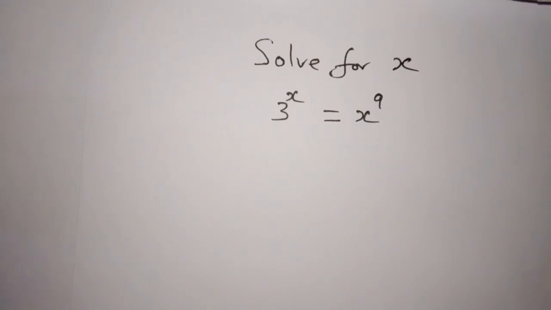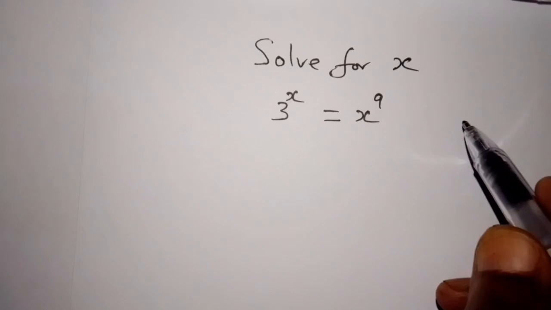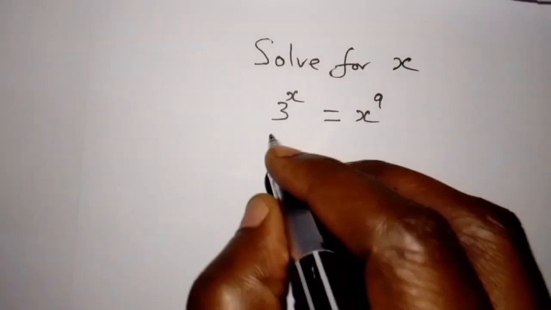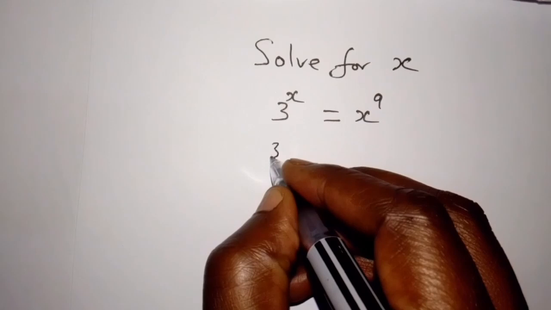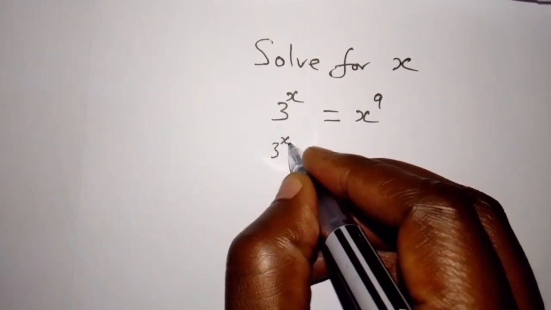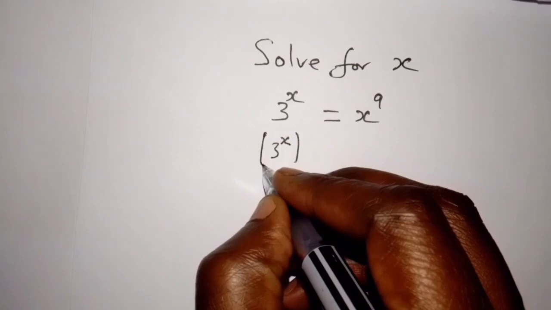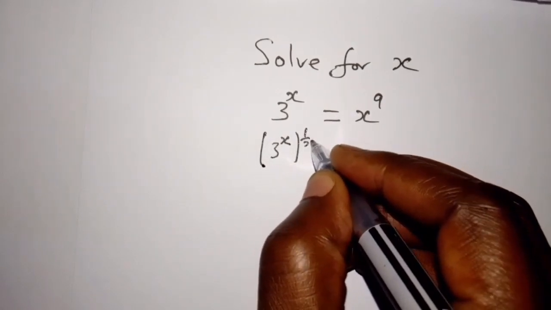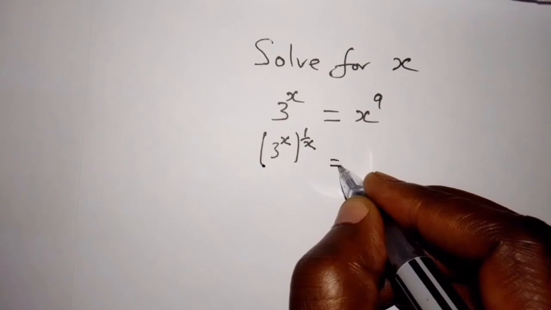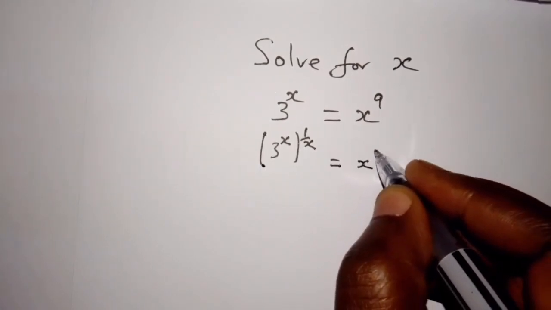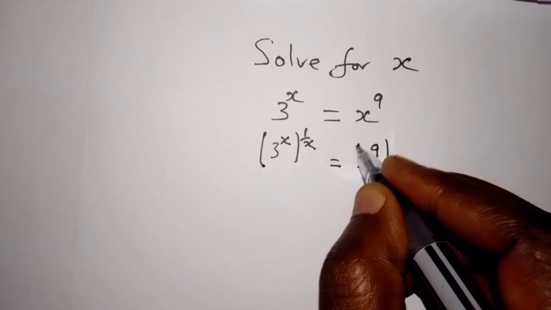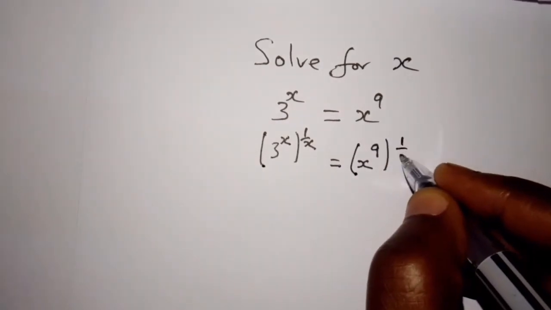Solve for x. 3 power x is equal to x power 9. We first of all get rid of power x on the left hand side by multiplying both sides by power 1 over x. So you can say that this is 3 power x, you multiply by power 1 over x, is equal to x power 9, we multiply by power 1 over x.